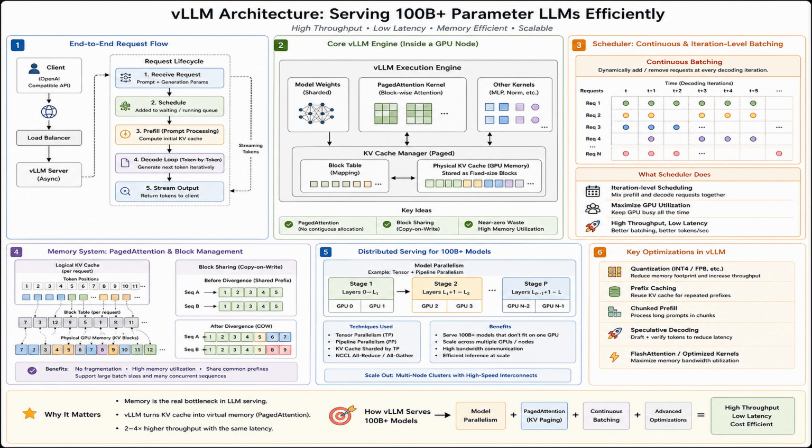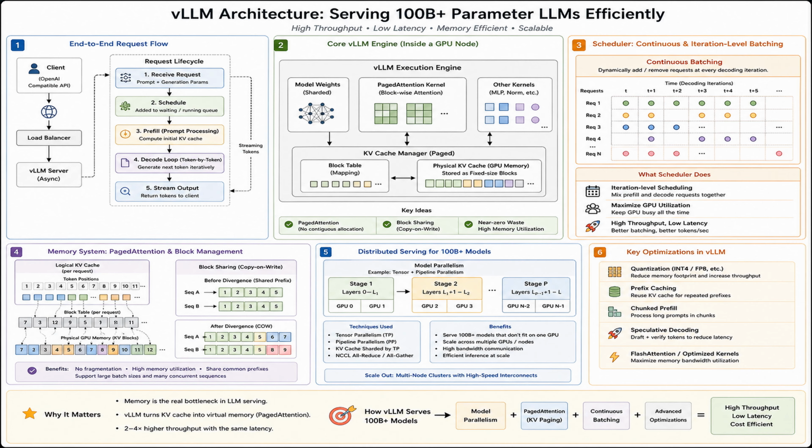To sum up the presentation, LLM serving is fundamentally a system problem, not just a model problem. Memory, scheduling, and distribution are the real bottlenecks. vLLM addresses all three. Paged attention solves memory inefficiency, continuous batching maximizes utilization, and distributed execution enables large-scale models.